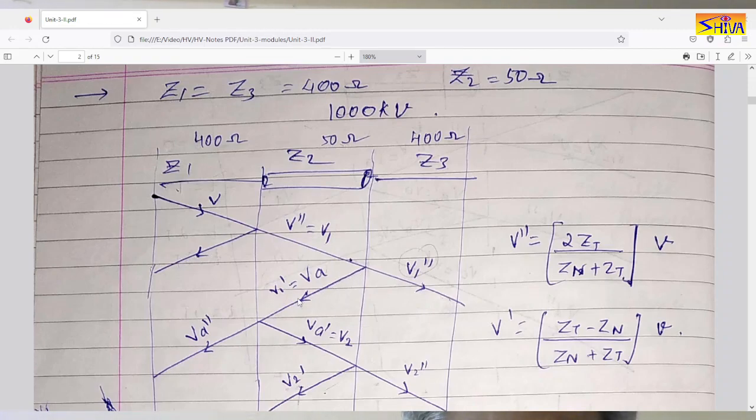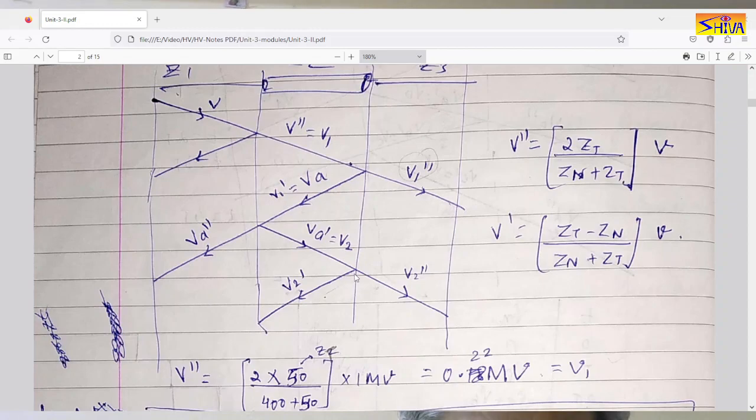Now VA is coming here. At this point again there is a change in impedance. So part of this will be transmitted, part of this will be reflected. This is the reflected wave. We call this V1 dash of VA, that is equal to, say, V2. Now when this V2 is coming at this point, again there is a change in impedance. So part of this will be reflected and part of this will be transmitted, that we denote by V2 double dash. So this is the second transmitted wave at the cable line junction.